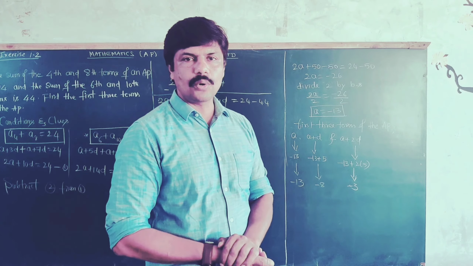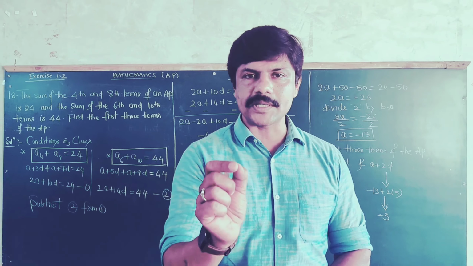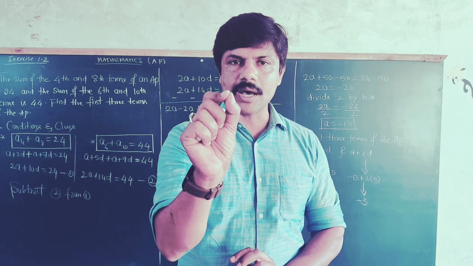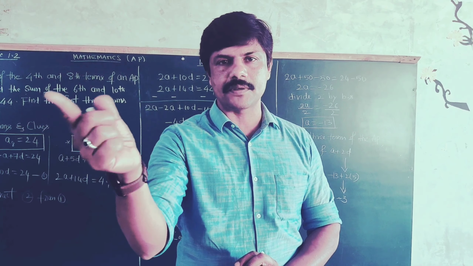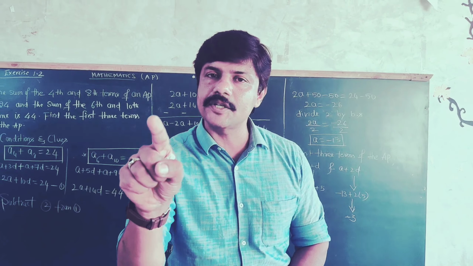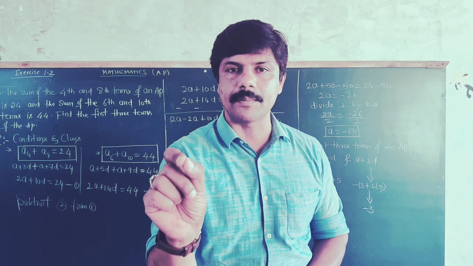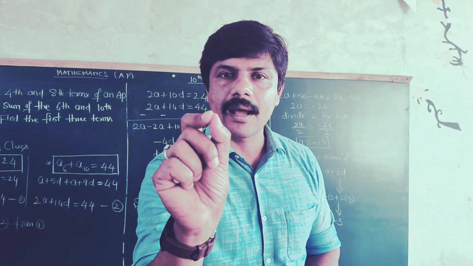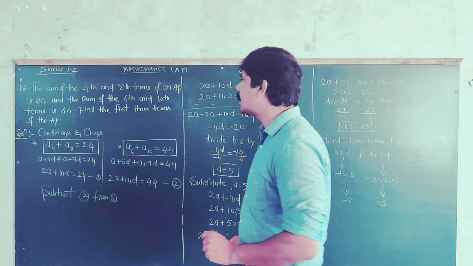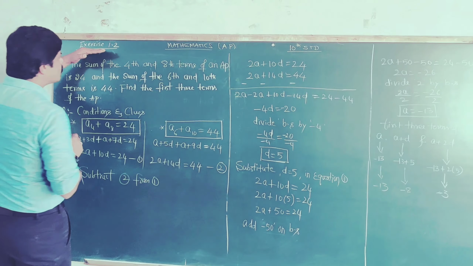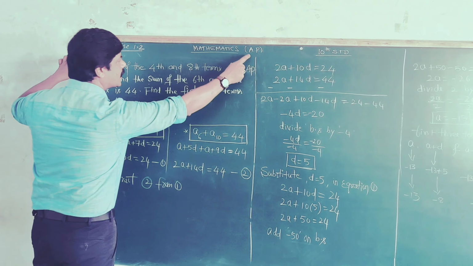The three smallest bones of the human body are present in the middle ear, whose names are incus, malleus and stapes, which are also known as anvil, hammer and stirrup. With this, we'll see exercise 1.2, 18th problem of arithmetic progression.